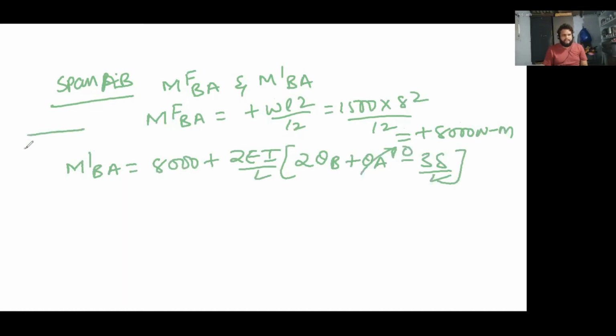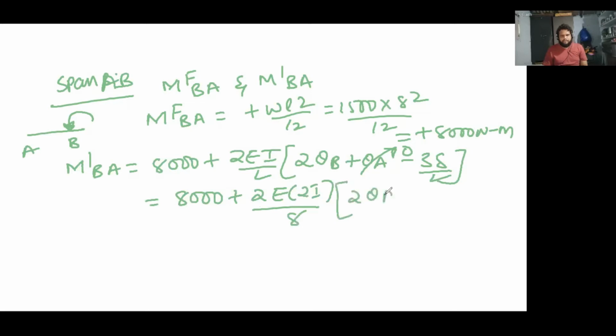Again here, let it be the AB span. The moment required to create unit settlement is how much? Anti-clockwise, minus only. So you have to substitute the minus value over there. So 8000 by 2, again E times of 2I divided by 8, into 2 theta B minus 3 by 800. Okay, 1 by 100. This is 1 by 100 meters.